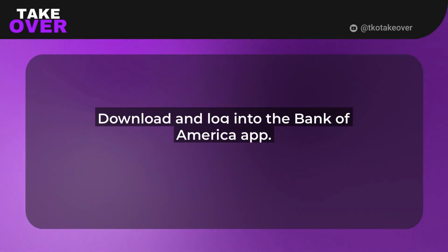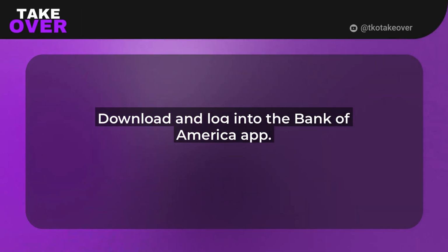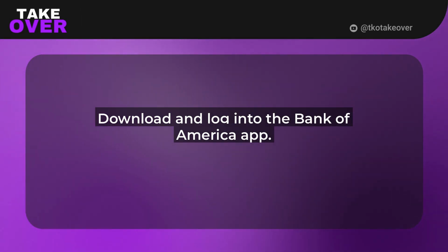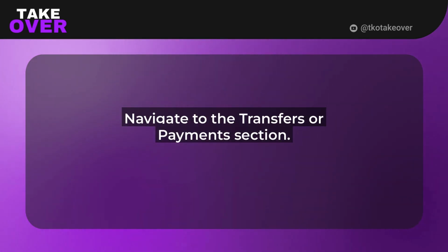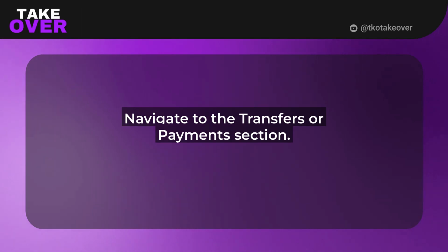Let's jump right in. First things first, make sure you have the Bank of America app installed on your smartphone. If you don't, head to your app store and download it. It's free and straightforward. Once that's done, open the app and log in with your Bank of America username and password. If you're a new user, you'll need to verify your identity, which might involve a quick SMS code or email confirmation. Next, navigate to the Transfers or Payments section in the app.